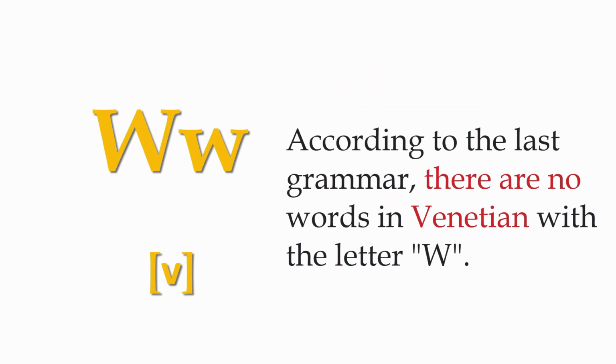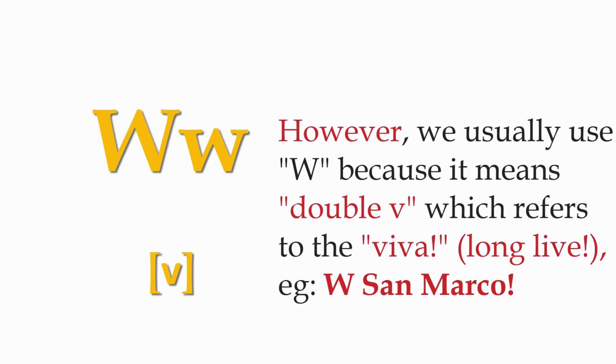Vodoppia. According to the last grammar, there are no words in Venetian with the letter W. However, we usually use W because it means double V, which refers to the viva. Example, Viva San Marco.